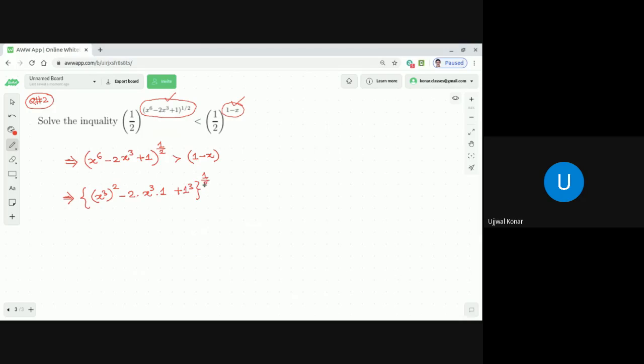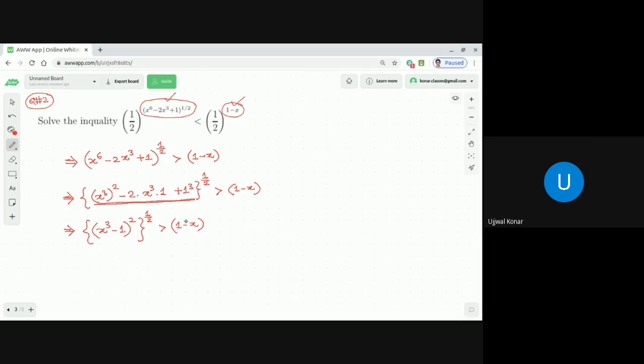There is a reason why I am writing so, because if you see what I underline now, it is actually x cube minus 1 whole square. Correct, no? This implies it is actually x cube minus 1 whole square. Correct or not? And that power 1 by 2 is greater than 1 minus x.